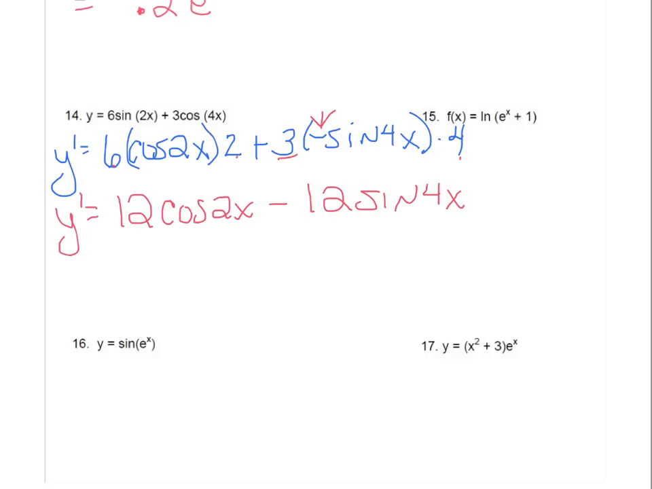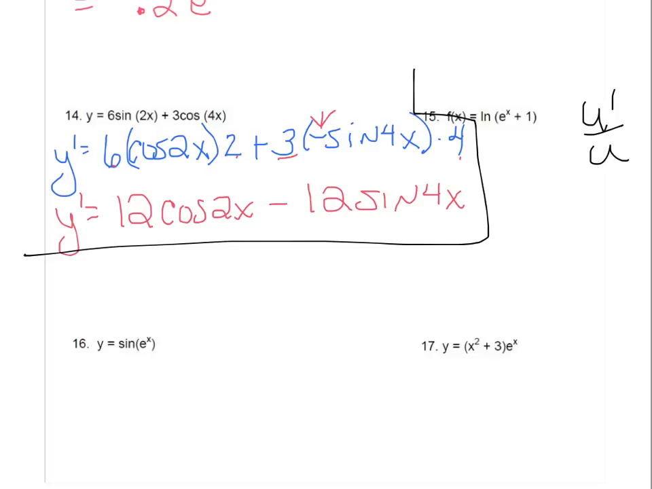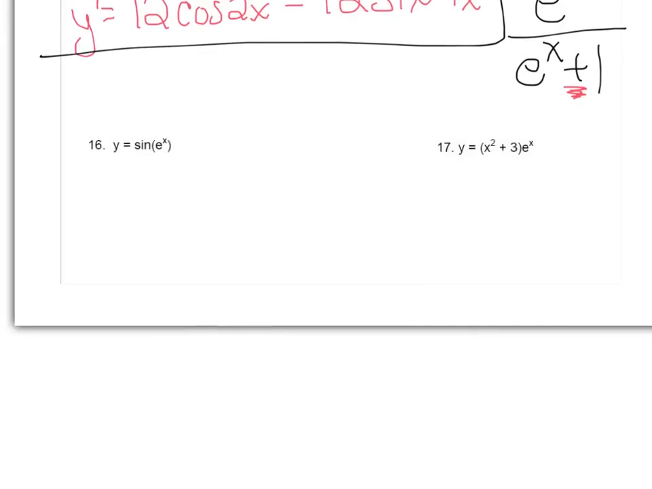Okay, so then for 15, when we have ln of a function, which is ln of u, our derivative is going to be u prime over u. So the derivative of e to the x plus 1 is e to the x over e to the x plus 1. You can't cancel these e to the x's because of this addition in the denominator. Okay, and for 16, we've got the derivative of e to the x, which is e to the x, and the derivative of sine is cosine.